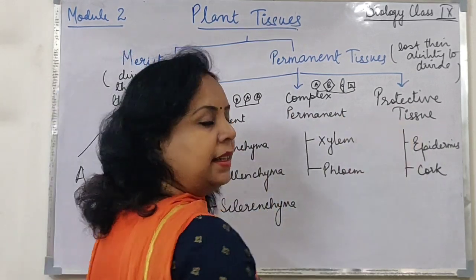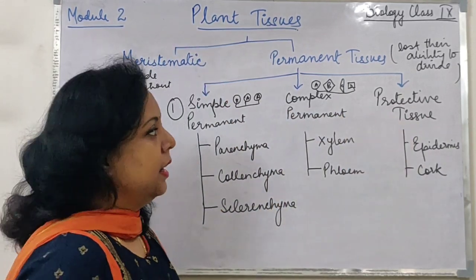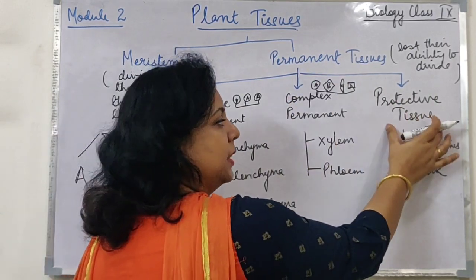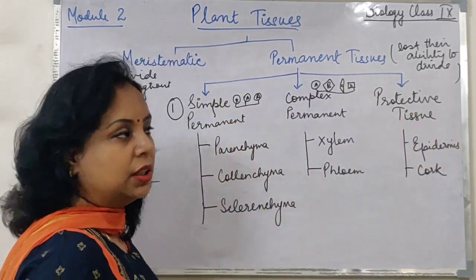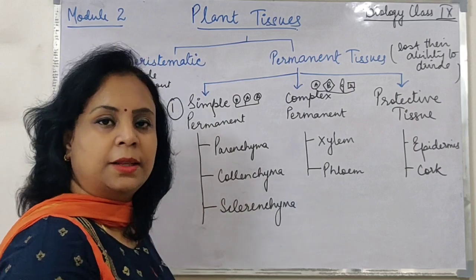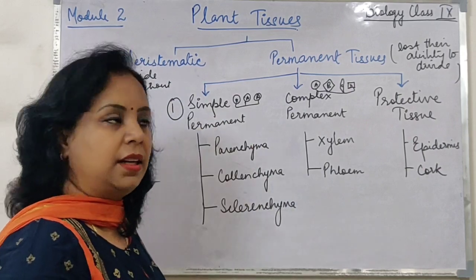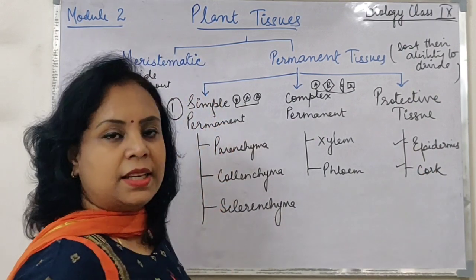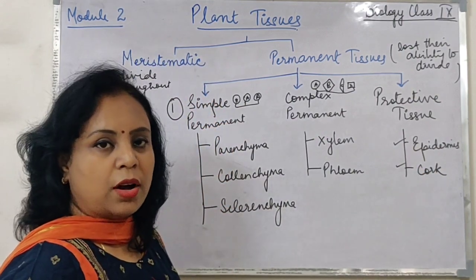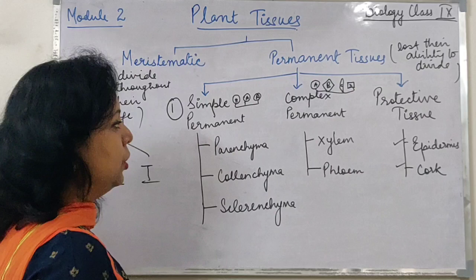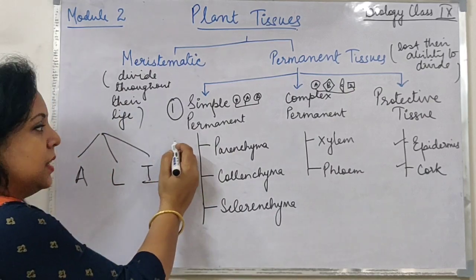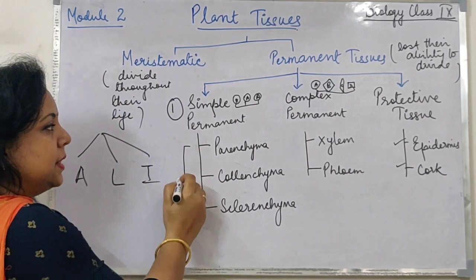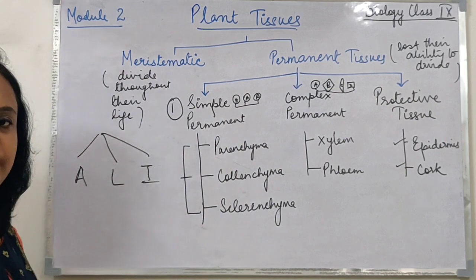The third category that we have to study in the permanent tissues are the protective tissues, the ones which protect the plant from the external environment, in which we will be studying two topics, epidermis and cork, in detail. So now let us start with the study of simple permanent tissues.